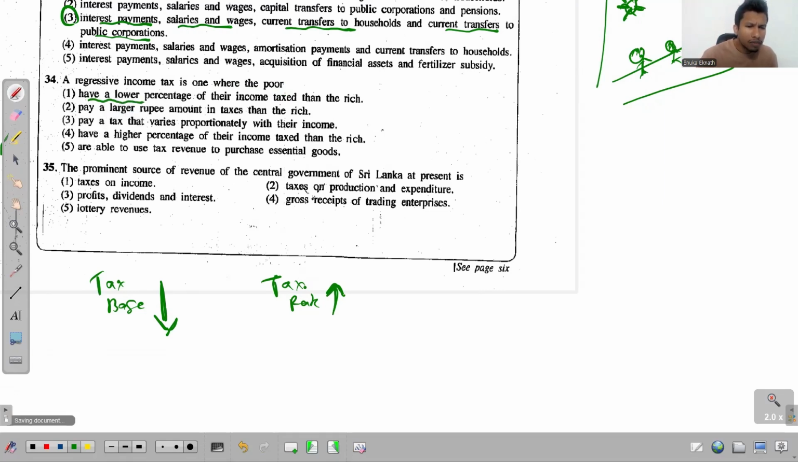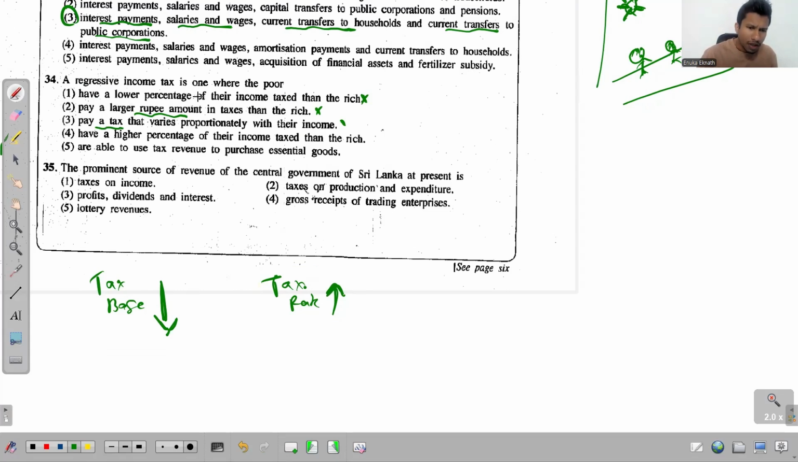The first one says have a lower percentage of their income taxed than the rich. Not a lower percentage, but a higher percentage of their income is taxed compared to a higher tax base. So this is not true, but the opposite is true. Where the poor pay a larger rupee amount in tax than the rich. I'm not referring to the rupee amount that the poor pay, I'm referring to the tax rate that they pay. It's always about the tax rate, not the rupee amount in tax. So the second one is not true then.